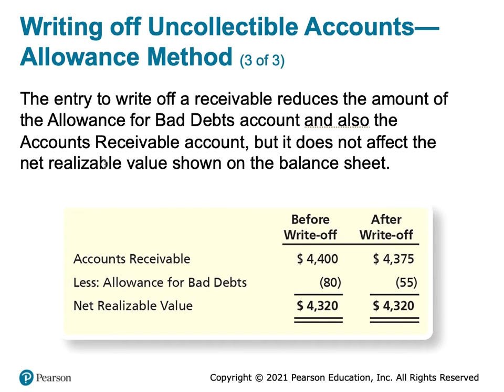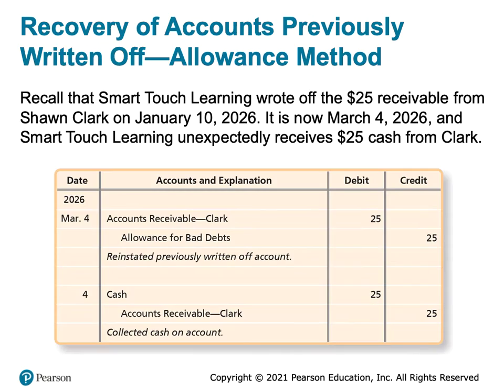As far as how it appears on the balance sheet, you can see that the net realizable value stays the same because by completing the journal entry that we saw in the previous slide, we decreased the accounts receivable, but we also decreased the allowance for bad debts, which ends up presenting the same net realizable value.